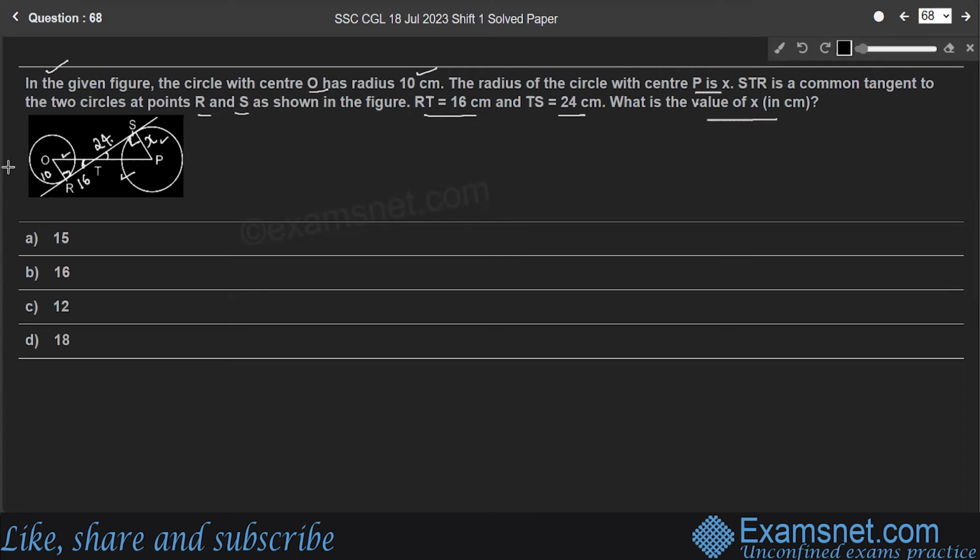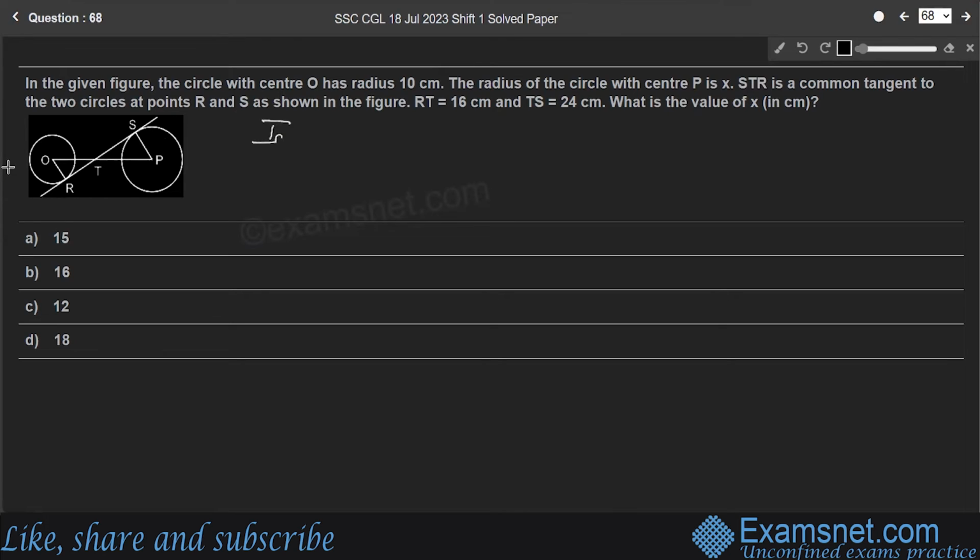Whereas angle at T in triangle OTR is equal to angle at T in triangle TSP, because these two are vertically opposite angles. When two sets of angles are equal, the third set of angles are also equal. Angle at O is equal to angle at P. Hence, the two triangles are similar. Therefore, the ratio of their corresponding sides are equal. This is how we need to find the value of x. So, let us go one by one.